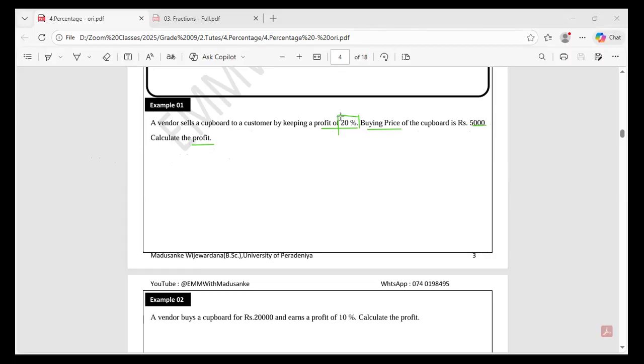So all the things have been given. Profit percentage is here, and the buying price is also here, 5,000. All the necessary data is here. So you can calculate it by using the equation.